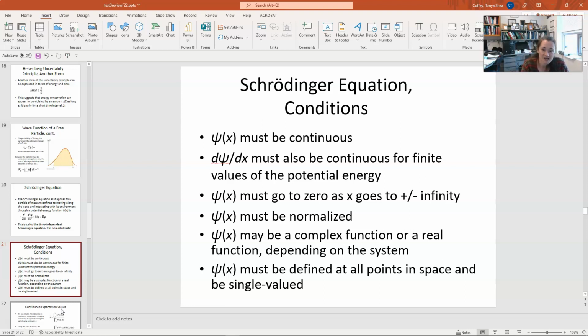The wave function has to go to 0 as the position goes to plus or minus infinity. If it doesn't and it blows up, then that would mean that the probability was infinite, which is dumb. The wave function has to be normalized, which means that if you integrate over all space, the probability that it's somewhere has to be 1. The wave function can be complex or real, depending on the system. And the wave function has to be single valued. If it wasn't, then that would mean that there's more than one probability that a particle can be in the same location, which is dumb.